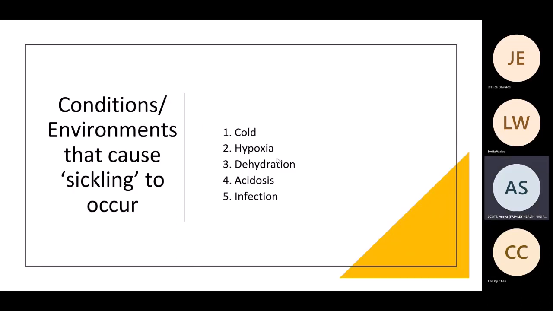There are a couple of different conditions you should know about that cause sickling to occur. The first one is if it's cold. Second is hypoxia. Third is dehydration. Fourth is acidosis, and the fifth is infection. So bear them in mind because they're important to remember.